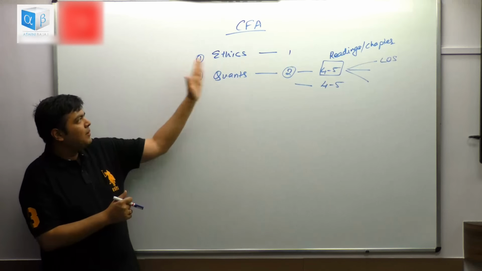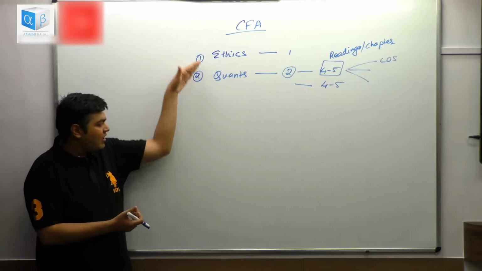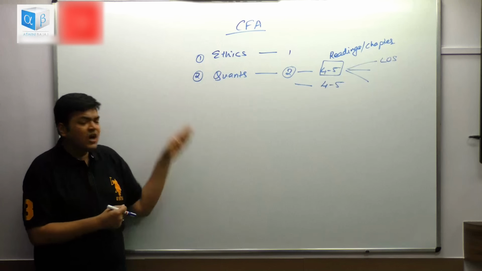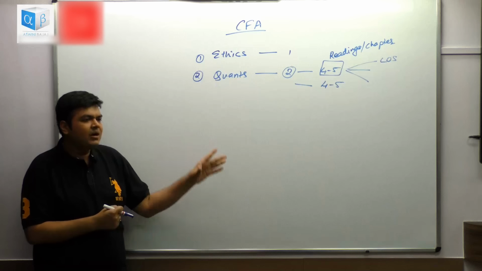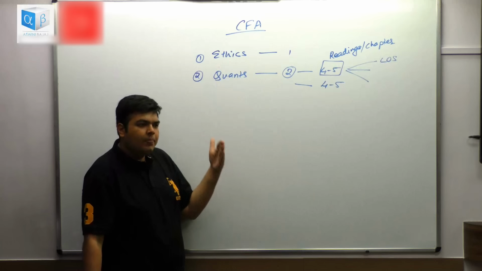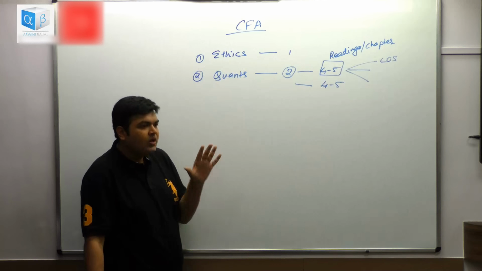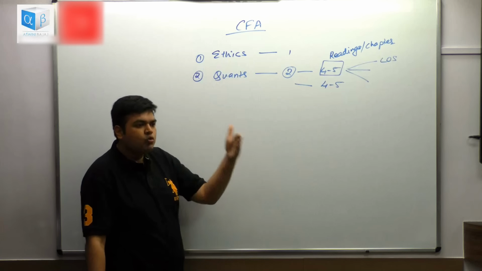So say for example, in ethics we have one study session, in Quants we have 2 study sessions, and when you move along with 10 subjects, a total of 18 study sessions are there, in which approximately in level 1 we will be having around 60 readings, in level 2 approximately 50 readings, and in level 3 the size of the readings is more, it's going to be approximately 35 readings. So we have levels 1, 2 and 3.